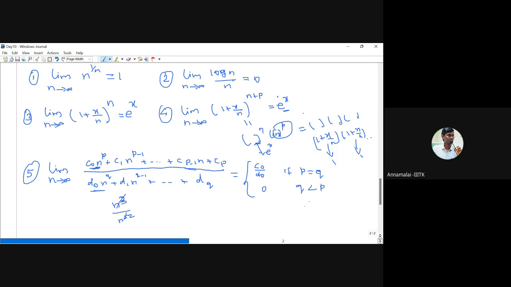Then for the reverse case, for example n power 5 by n cube, the denominator has the smaller power, so we can cancel and get n square. As n goes to infinity, it goes to infinity, provided both c0 and d0 are positive. Otherwise, it goes to minus infinity. So if c0 is positive and d0 is also positive, this converges to plus infinity. Anyway, we can take some powers of n and then cancel, and after that we consider where this goes as n goes to infinity.